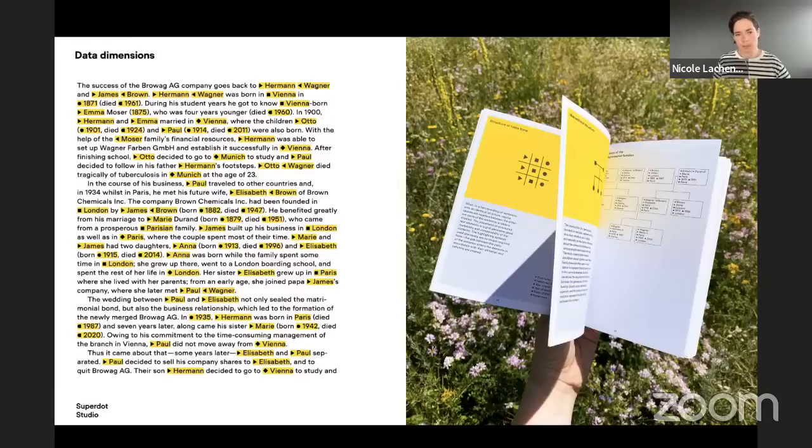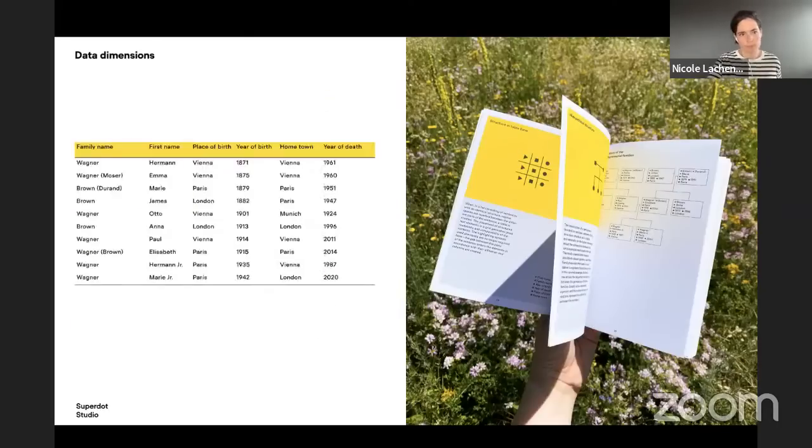And in this yellow chapter, we are explaining all the steps from a text to the final table you're using for your diagrams. This is the first part of the table that you can extract from the text: the family name, first name, place of birth, year of birth, hometown, and year of death. So super simple, everyone can understand it.